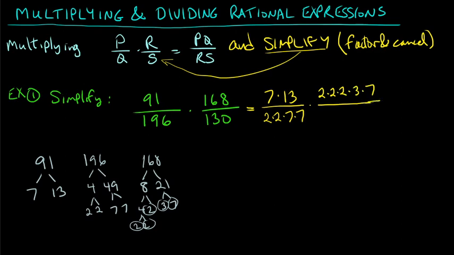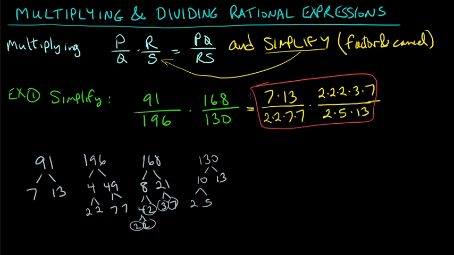And then finally 130. So 130 is 10 times 13. And 10 is 2 times 5. And those are all prime. So 2 times 5 times 13. All right, so I think we're factored completely. All these on the right here are all prime numbers at this point. So once we've factored completely, now we do the canceling.